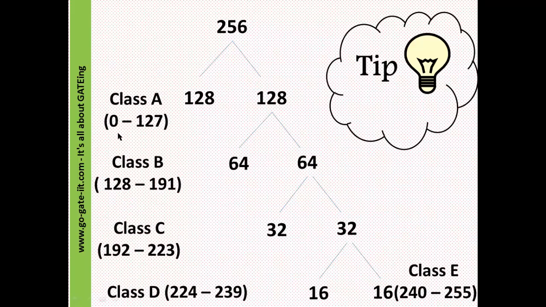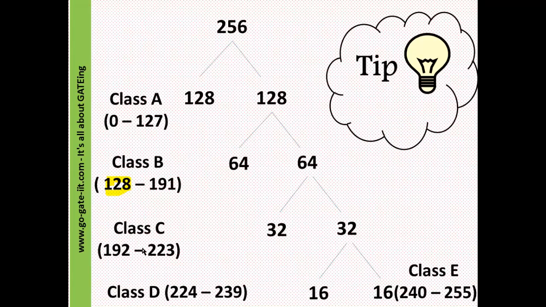For class A, if the very first octet, or the very first decimal number, ranges within 0 to 127, that is 128 numbers within this range, then it belongs to class A. Similarly, you can add 64 to 127, so you will get the next classification, say for example 128 to 191. Whatever IP address whose first octet belongs to this range belongs to class B.